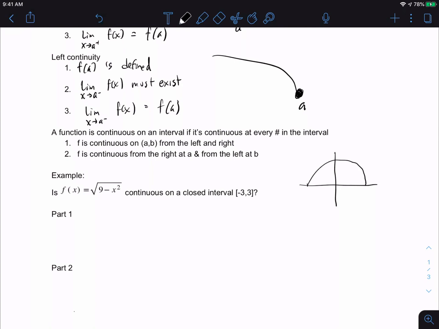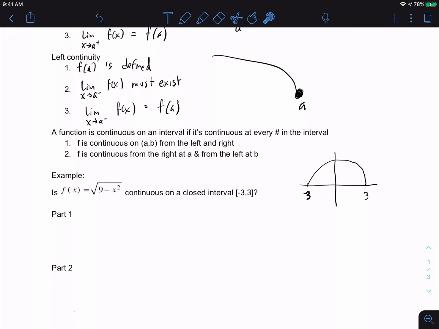Now, this is -3, this is 3. The left endpoint is -3, right? This is the left endpoint, but to be continuous, I need to come to it from the right. The right endpoint, in order to show continuity, I need to come to it from the left. Because, can I come from the right? How do I know which way to approach it? It makes no sense. I have to come from the left. How do I come to this one from the left? I can't. I have to come to it from the right. Does that make sense? Pictures help.